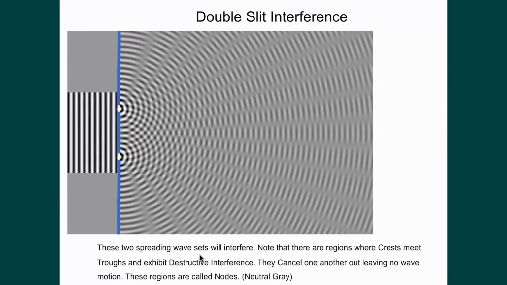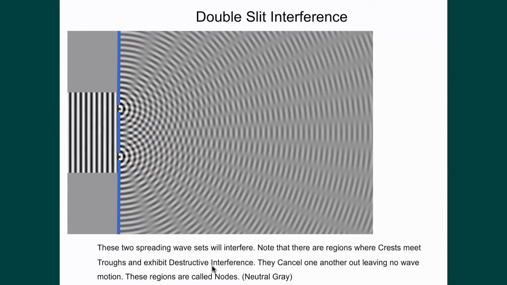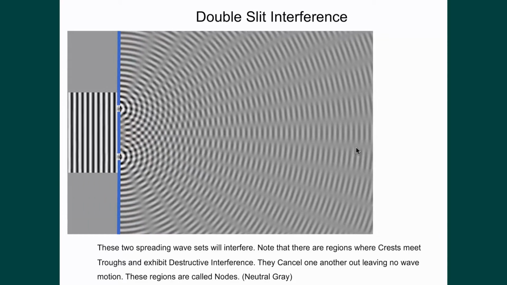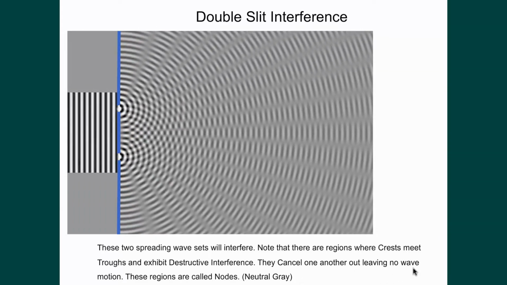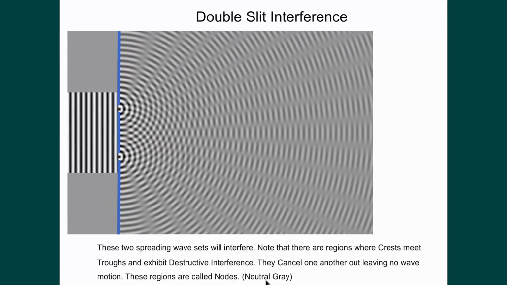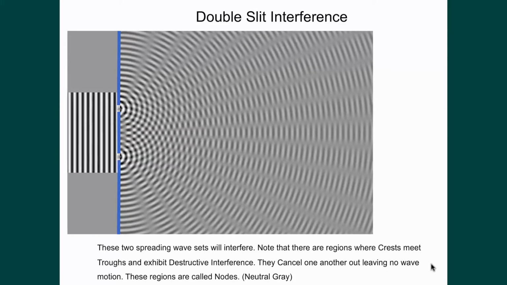The two spreading waves will interfere. Note that there are regions where crests meet troughs and exhibit destructive interference. So that would be along these gray lines. This is where we have our destructive interference. They cancel out each other, leaving no wave motion. These regions are called nodes, and again, it's the neutral gray, which are in these areas right here.